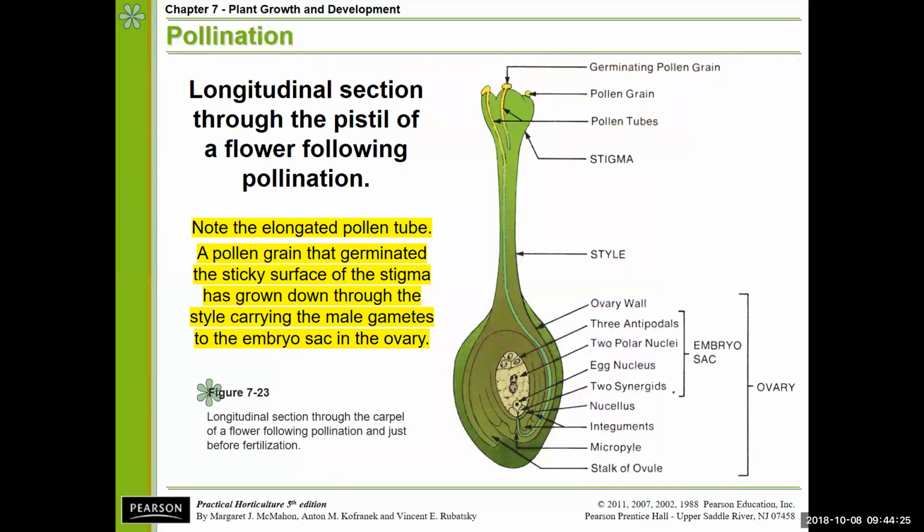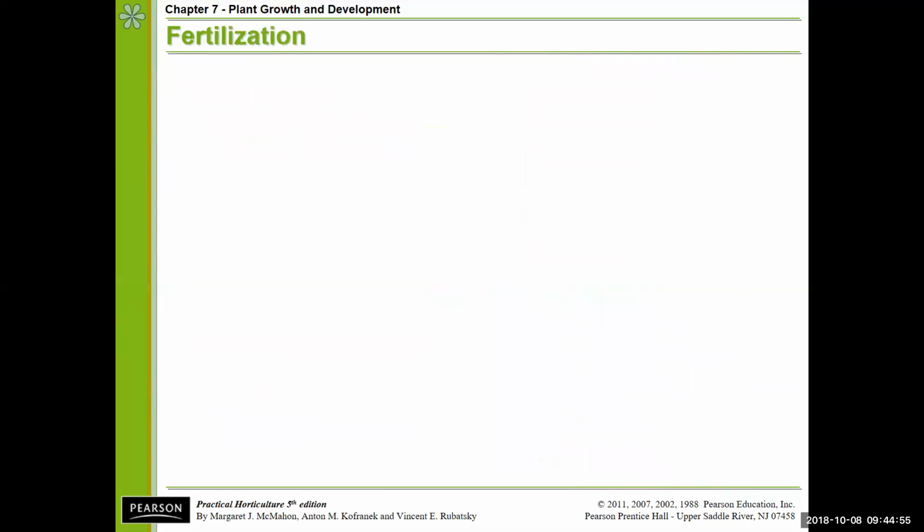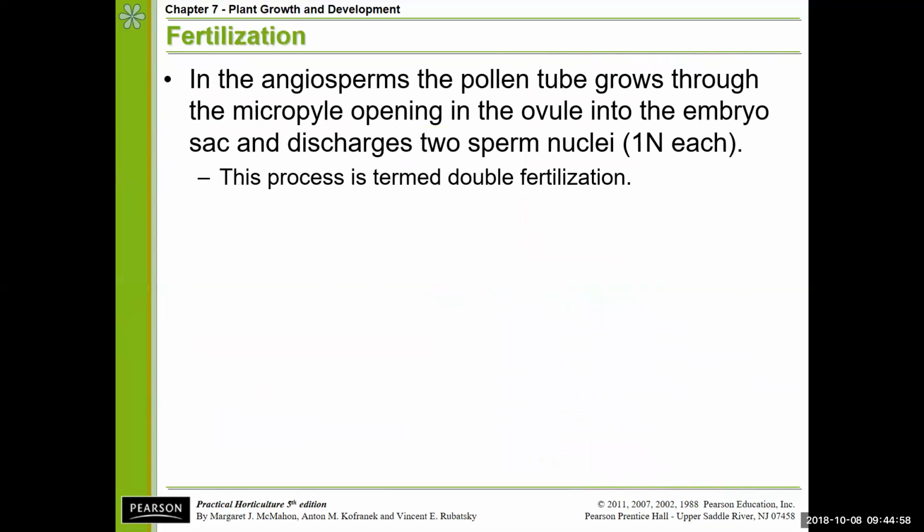Here's a cross section of a pistil of a flower following pollination. Again, we have that elongated pollen tube that carries the male gametes, the sex cells, to the ovary, where they then have that genetic recombination that forms a full set of chromosomes and creates the genetic material required for a new plant, or many new plants in many cases.